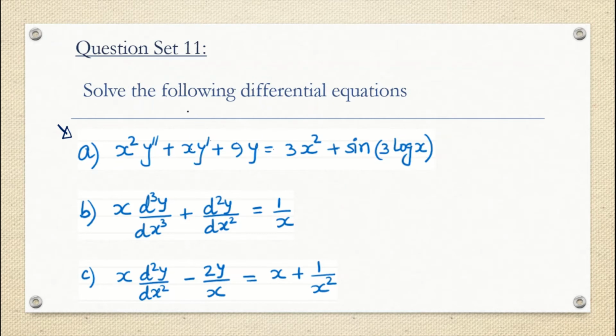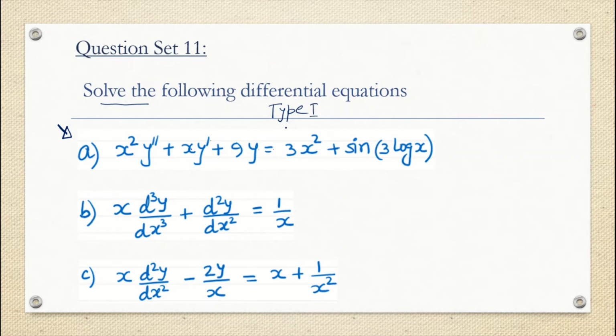You have to understand which method you have to follow. They will just be giving you in your paper, solve the differential equation. Totally up to you how you are going to start. So I will always suggest you start with what we started with in our differential equation playlist: type 1, type 2, type 3, type 4, type 5.